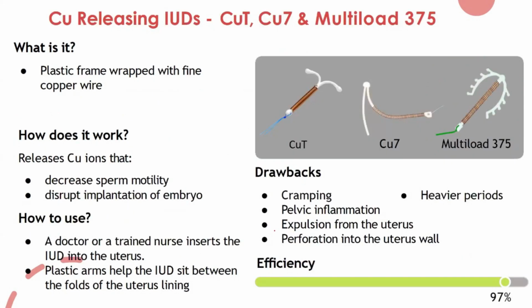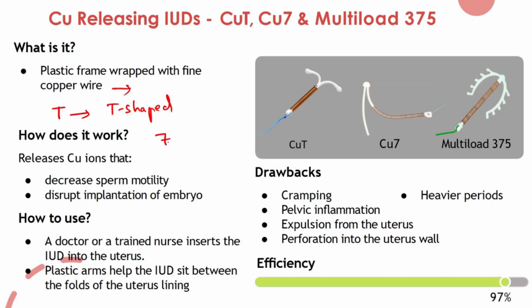Next one is the copper releasing IUDs: CuT, Cu7, Multiload 375. Remember that. It is just a plastic frame wrapped with a copper wire. So why copper wire? We'll see. Remember the CuT, the T is nothing but T-shaped.